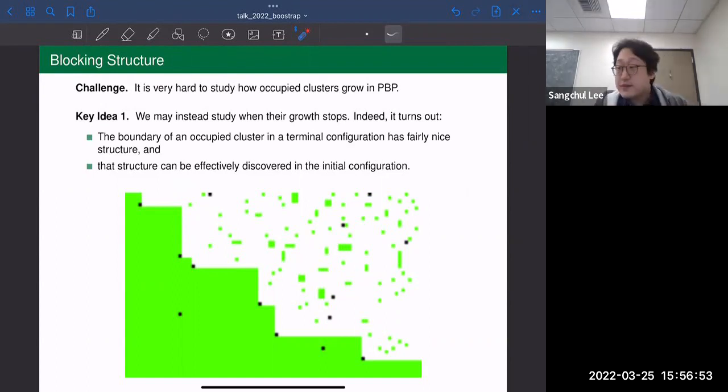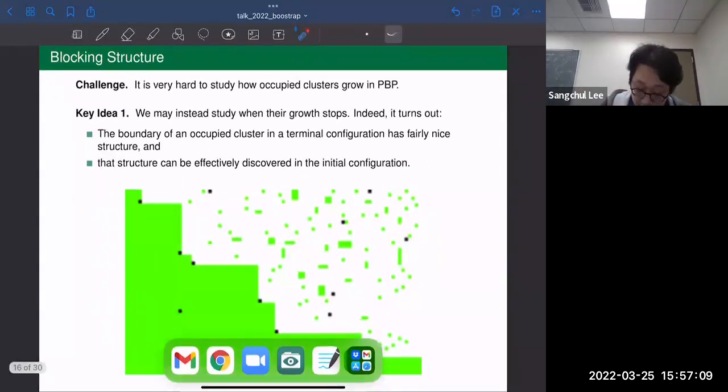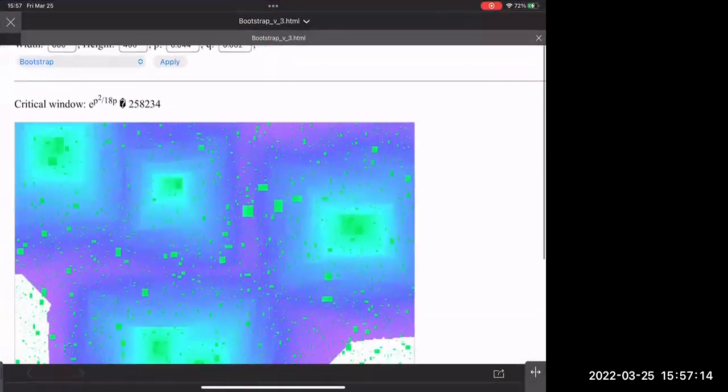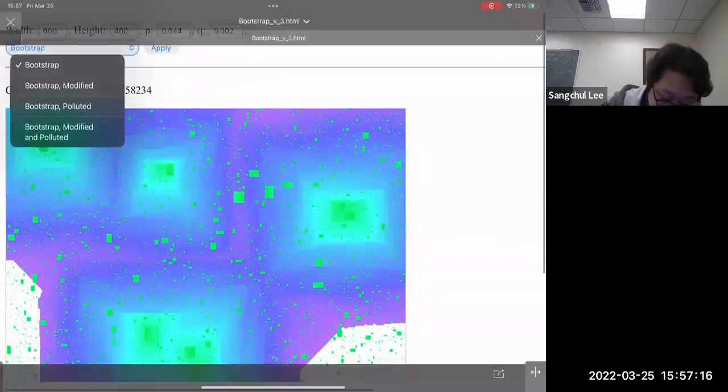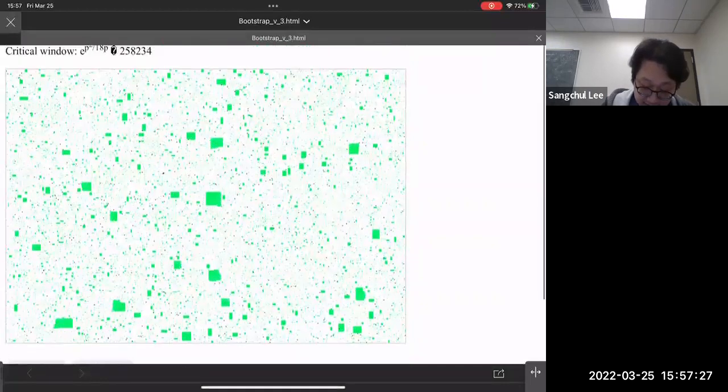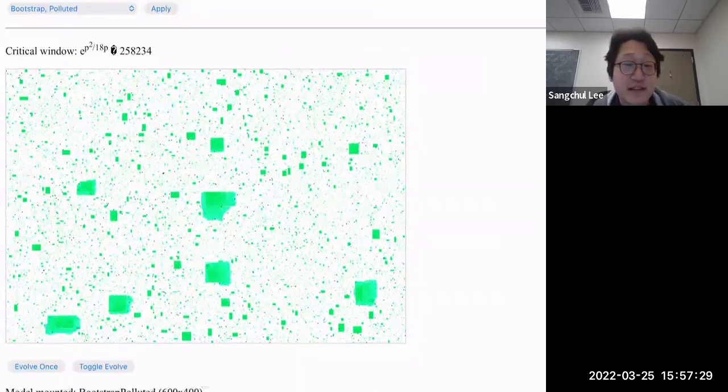Unlike in the case of the basic bootstrap percolation model, the issue in polluted bootstrap percolation is that it is very hard to track how the occupied cluster grows. So for example, let me run another simulation now. Polluted one. So the polluted density is 0.002. Let's see. Hope we're lucky enough to see growth.